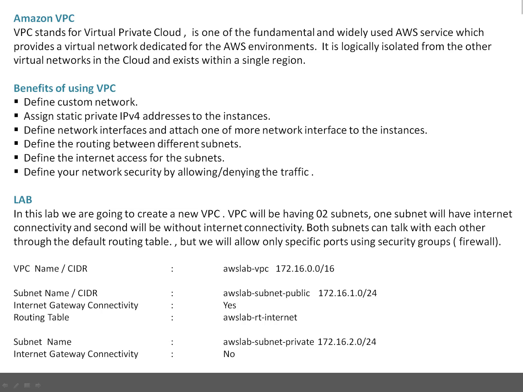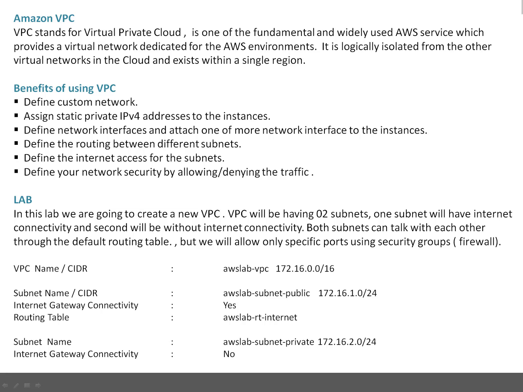So what we are going to cover in the lab today. In this lab, we are going to create a new VPC. The VPC will be having two subnets. One subnet will be having internet connectivity, or you can say public access or public network basically. And the second subnet will be without internet connectivity. Both subnets can talk with each other through the default routing table. But we will allow only specific port using security groups.